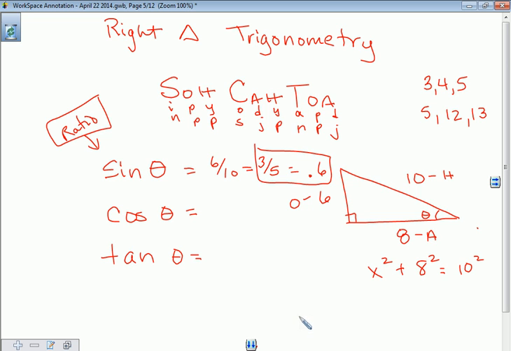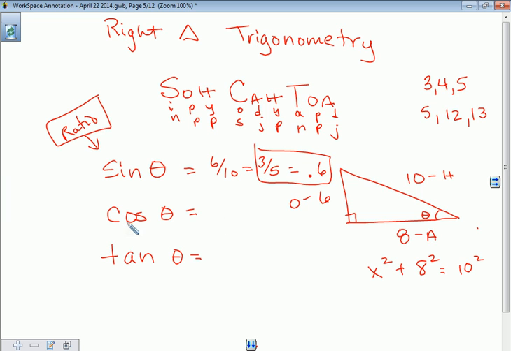Wait, Miss Willoughby, if it just says sine, it's not asking for the angle, it just wants a ratio? Right, if it says sine of theta. Now, if it asks you what is the measure of the angle, then you have to go one step further, and we'll do that in just a minute. Don't you do the inverse? Yes, you do. Good.